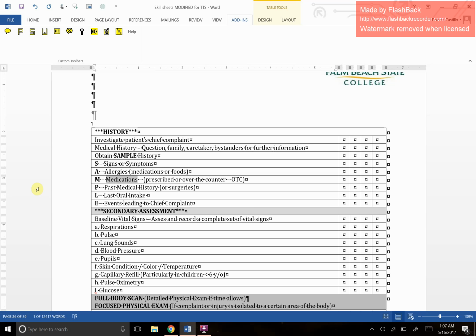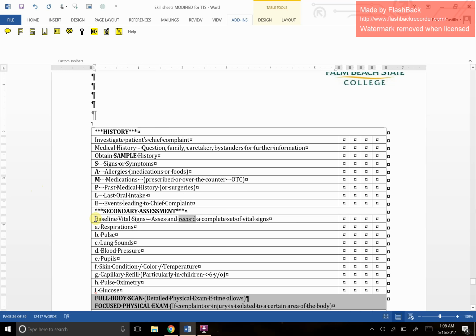M. Medications, prescribed or over-the-counter, OTC. P. Past medical history, or surgeries. L. Last oral intake. E. Events leading to chief complaint. Secondary assessment. Baseline vital signs: A. Respirations. B. Pulse. C. Lung sounds.